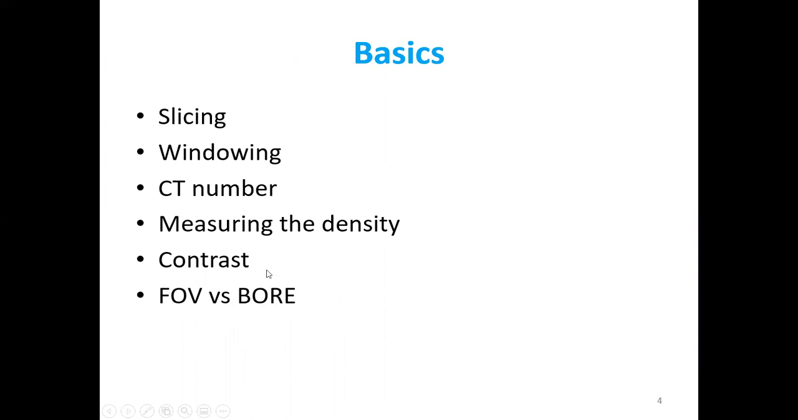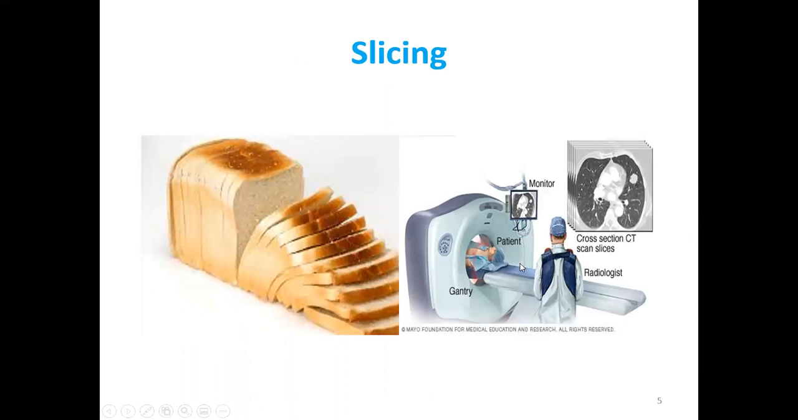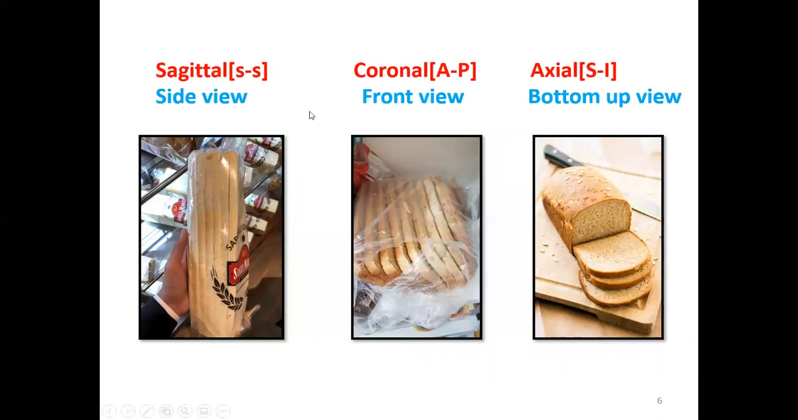Let's understand these things. Slicing means when a patient goes inside the CT or MRI machine, we have to discuss slice by slice. Each image is called a slice. Slicing has three types: sagittal, coronal, and axial. Sagittal means side to side view. Coronal is the anterior posterior view, the front view. Axial is the bottom up view; in normal scans, mostly we see the axial view.